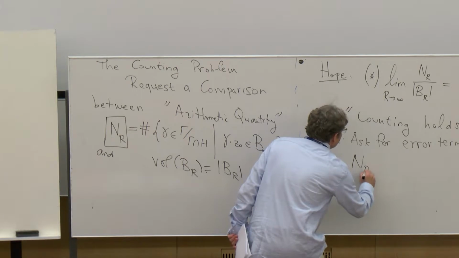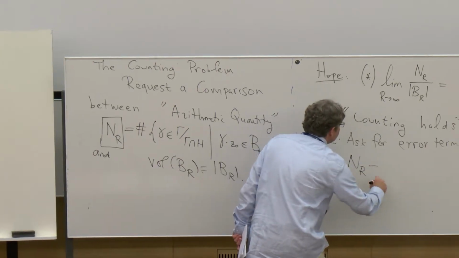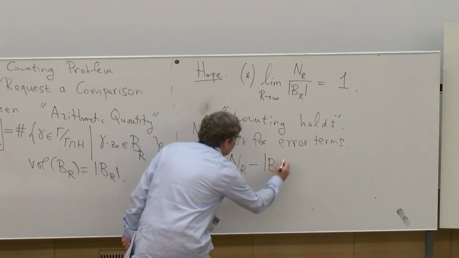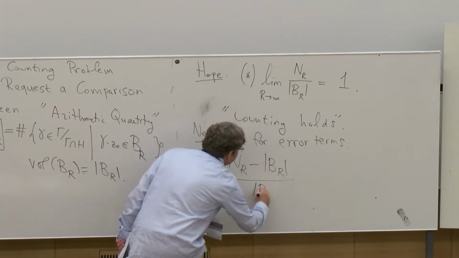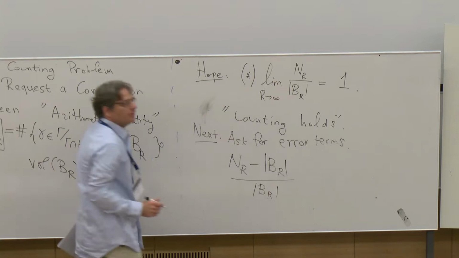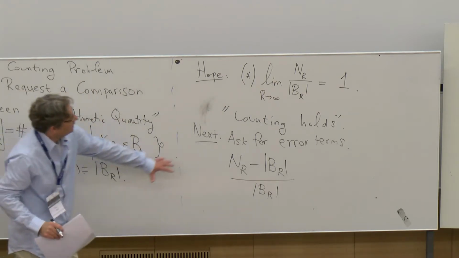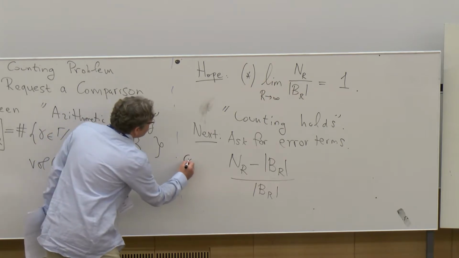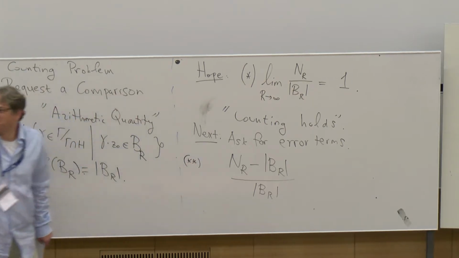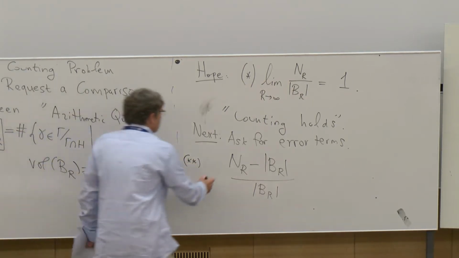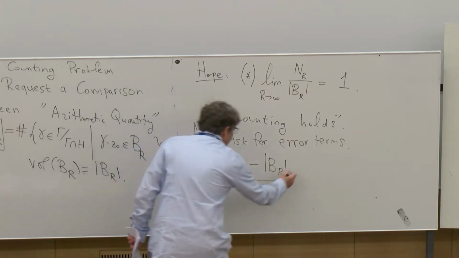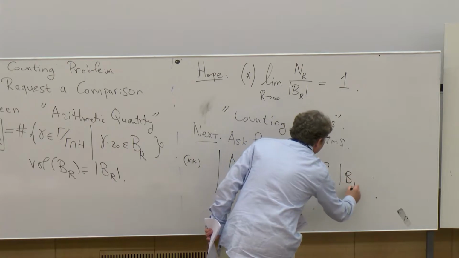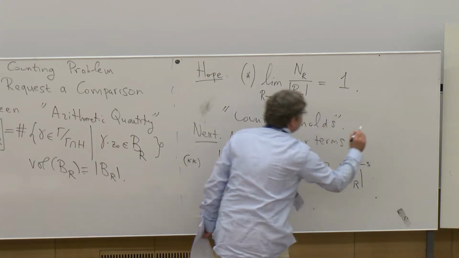Okay, so the natural thing to do is to look at the difference, and properly normalized would be probably to divide it by the volume. So what we are asking is to estimate this difference. So the next hope, which might be simplistic, is to get this number less than or equal to some constant times the volume to the power minus s.